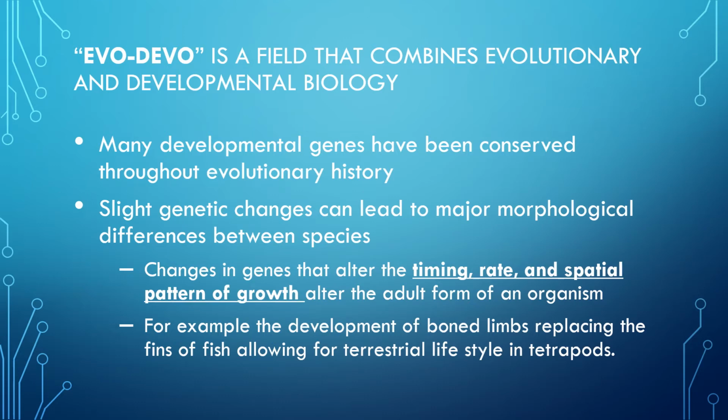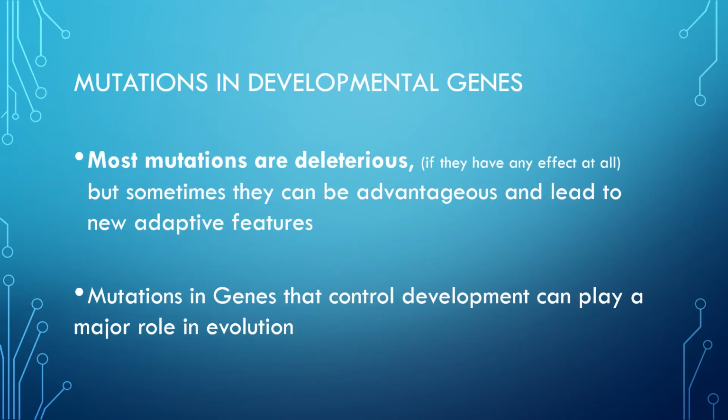I just want to remind you that most mutations are actually deleterious if they have any effect at all. When they're just point mutations, they might code for the same proteins and have no effect. But most mutations are deleterious and end up getting weeded out of the populations. But every once in a while, a new mutation can lead to something advantageous and lead to a new adaptive feature that will help the organism in its environment. And oftentimes these mutations in genes that control development can play this huge role in evolution and make for some big macro evolutionary events.